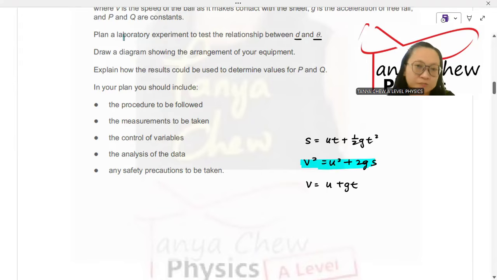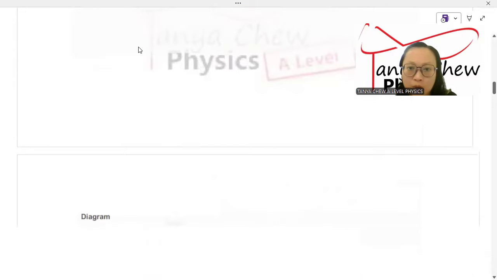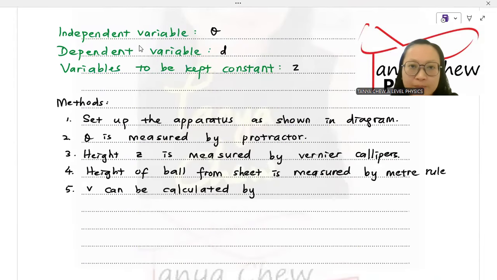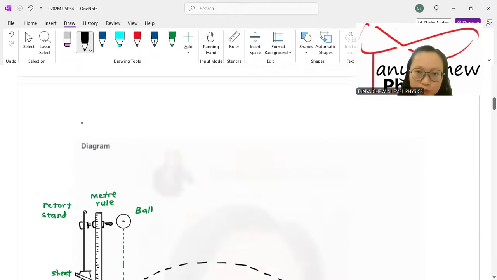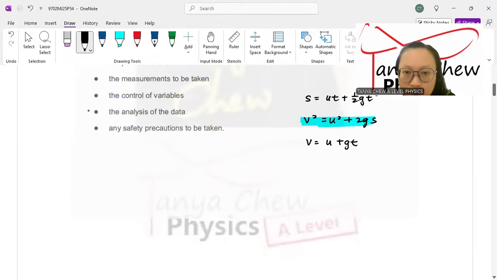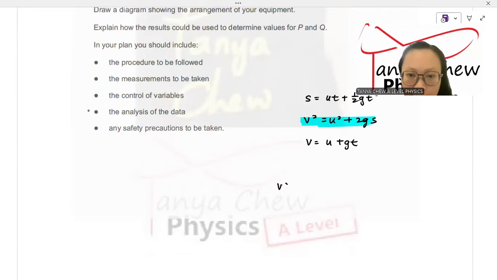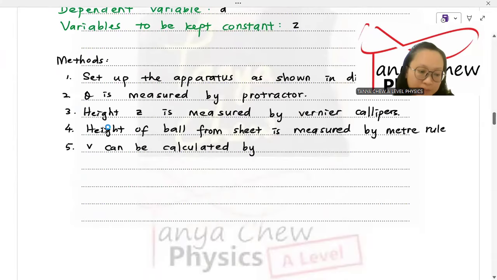But the initial velocity of the ball is equal to zero because the ball starts from a certain height and the ball is at rest. You hold the ball. So I am going to use V squared equal to U squared plus 2GS. This U squared is equal to 0, so V is equal to square root 2GS. So I would say that V can be calculated by V equals square root 2GS.